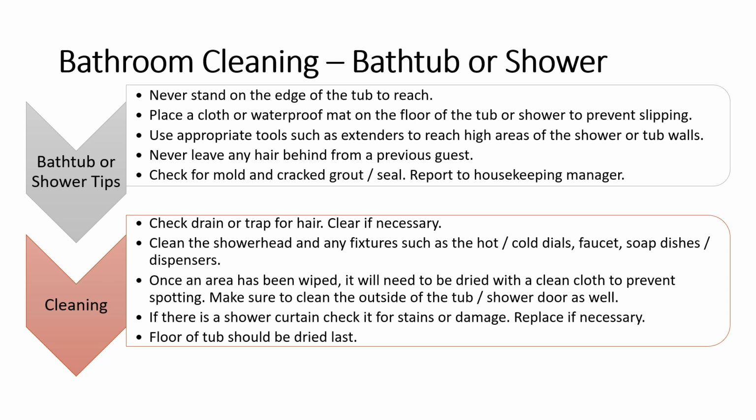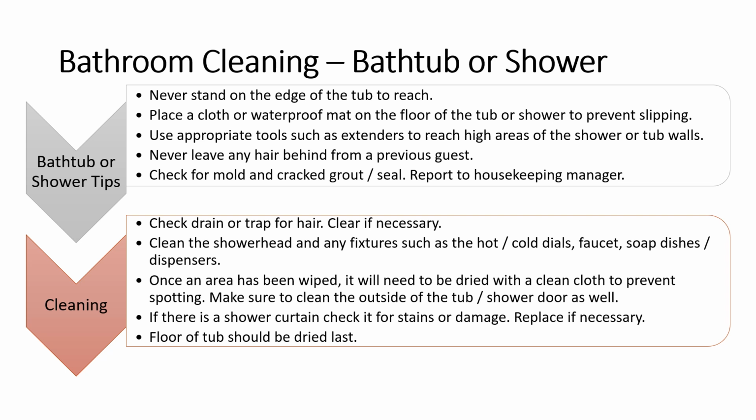If a quality assurance inspector walked into a room and saw hair on the bathroom floor, they would fail that room because there's evidence of a guest. So removing hair is super important. Check for mold and cracked grout. Check the seal on it. If it's moldy, it needs to be properly cleaned. And so you would alert the housekeeping manager, who would then have maintenance take care of that.